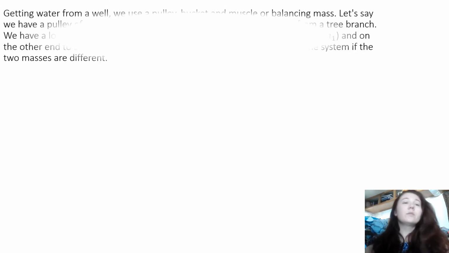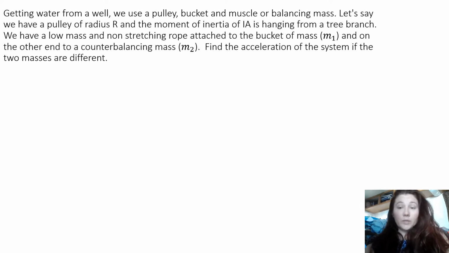Okay, so let's read the problem. Getting water from a well, we use a pulley, bucket, and muscle, or balancing mass. Let's say we have a pulley of radius r, and the moment of inertia of I, that is hanging from a tree branch. We have a low mass and non-stretching rope attached to the bucket of mass 1, and on the other end to a counterbalancing mass 2. Find the acceleration of the system if the two masses are different.